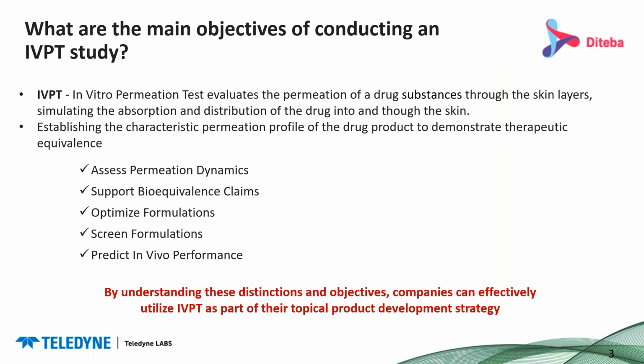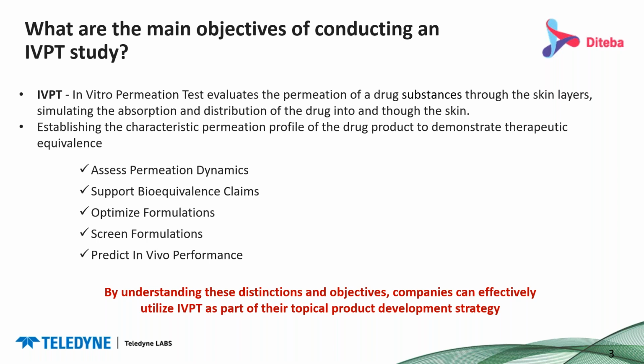As we know, the primary objective of IVPT is to quantify the rate and the extent to which a drug permeates through the skin, providing critical data on the formulation's potential efficacy and safety. It establishes characteristic permeation profiles of the drug products when applying a discriminatory IVPT. IVPT data can be used to support bioequivalence by comparing permeation profiles of generic products with the reference drugs to demonstrate therapeutic equivalence, which is valuable for regulatory submissions.